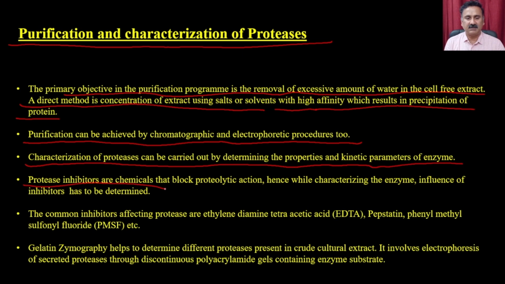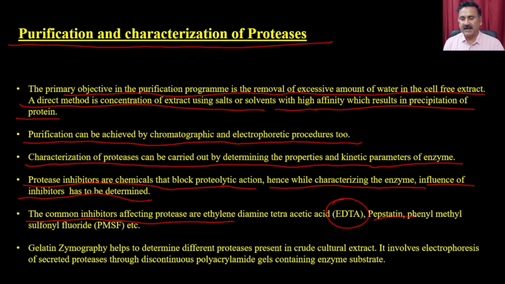The protease inhibitors are chemicals that block the proteolytic action. Hence, while characterizing the enzyme, the influence of the inhibitor has to be determined. The common inhibitors affecting the protease are ethylenediaminetetraacetic acid, or EDTA, leupeptin, phenylmethylsulfonyl fluoride, and so on. Gelatin zymography helps to determine the different proteases present in the crude culture extract. It involves the electrophoresis of secreted protease through discontinuous polyacrylamide gels containing the enzyme substrates.